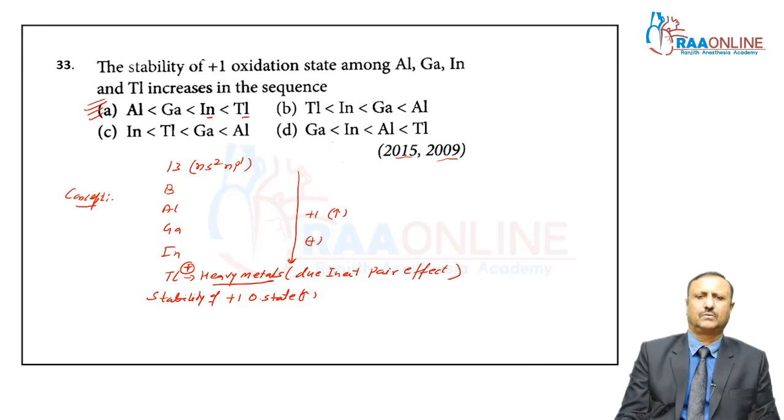What is the inert pair effect, my dear friends? In heavy metals, these two s electrons are inert in nature. So, these electrons do not go to the higher energy level. So, only one electron takes part in the valency. So, the +1 oxidation state is stable and it is called inert pair, because it is not reactive. So, it is called inert pair. So, your answer is A. Question number 33.